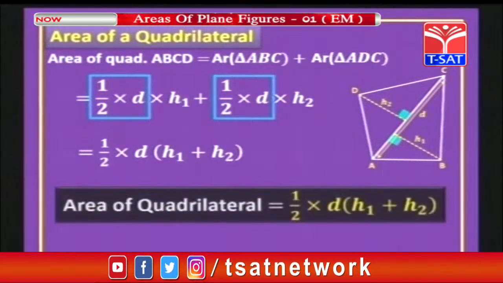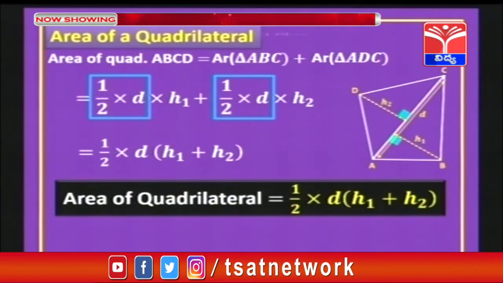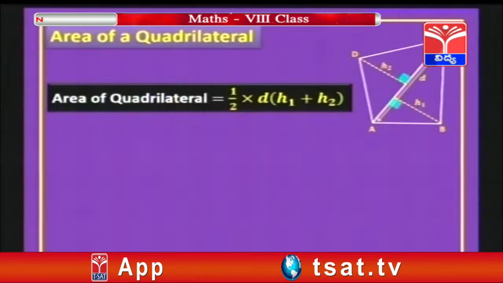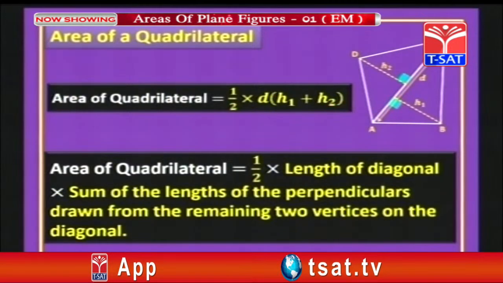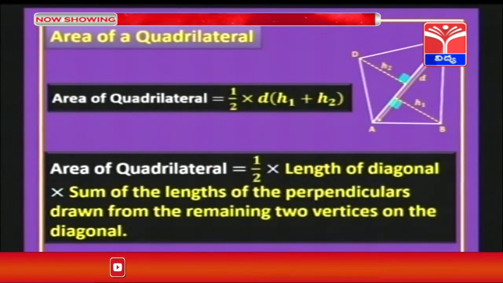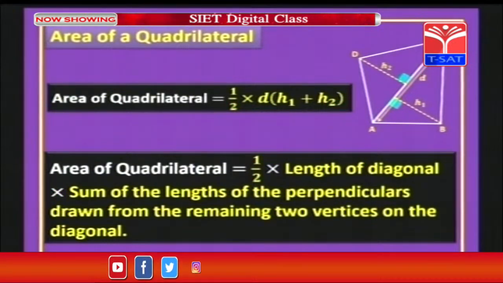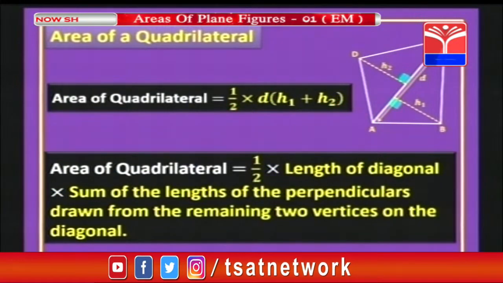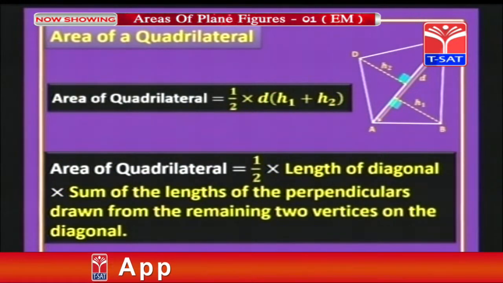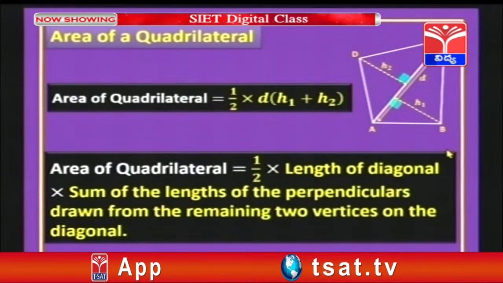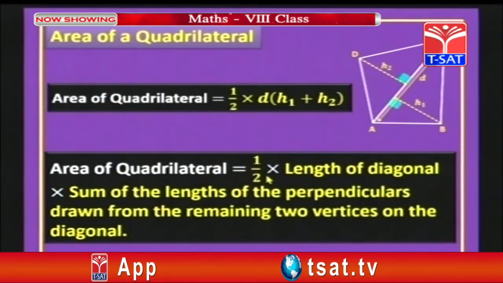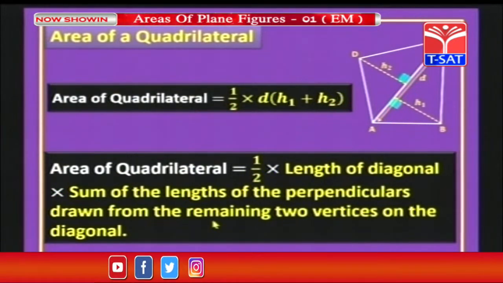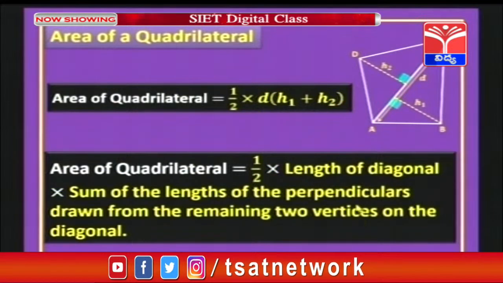So this is the formula to find the area of a quadrilateral. Let us summarize the formula. Area of quadrilateral is half into D into H1 plus H2. So what is D, children, here? Yes, it is the length of the diagonal. What are H1 and H2, children? They are the perpendiculars drawn from the vertices on the diagonal, or I can say these two are altitudes. So the area of a quadrilateral is given by half into the length of the diagonal into the sum of the lengths of perpendiculars drawn from the remaining two vertices on the diagonal.